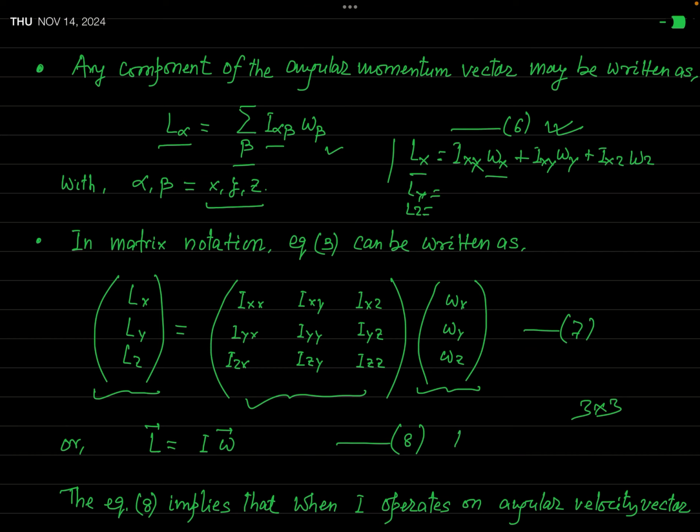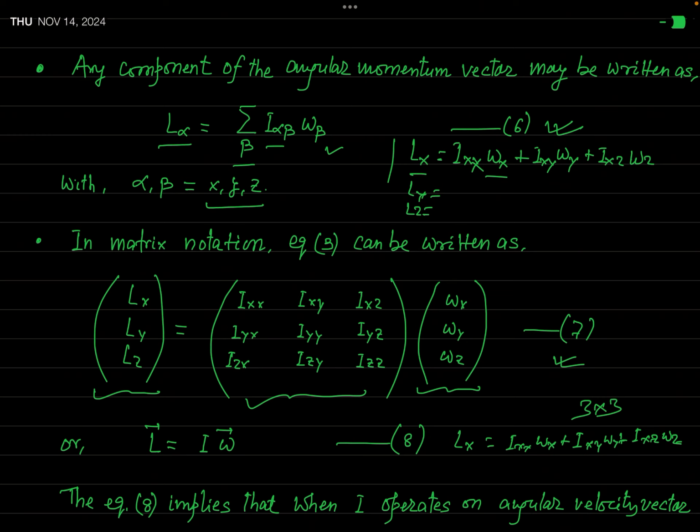You can check: if your aim is to find Lx, this will be Ixx times omega x plus Ixy times omega y plus Ixz times omega z. I hope you have an idea of matrix multiplication; definitely you know it. In a similar manner you can find Ly and Lz. This is the most suitable form to express that very equation.